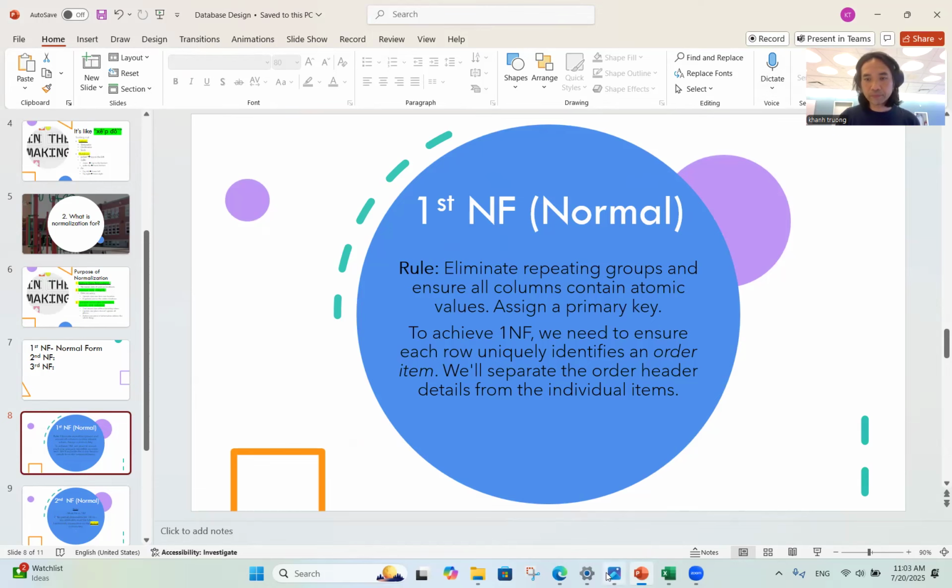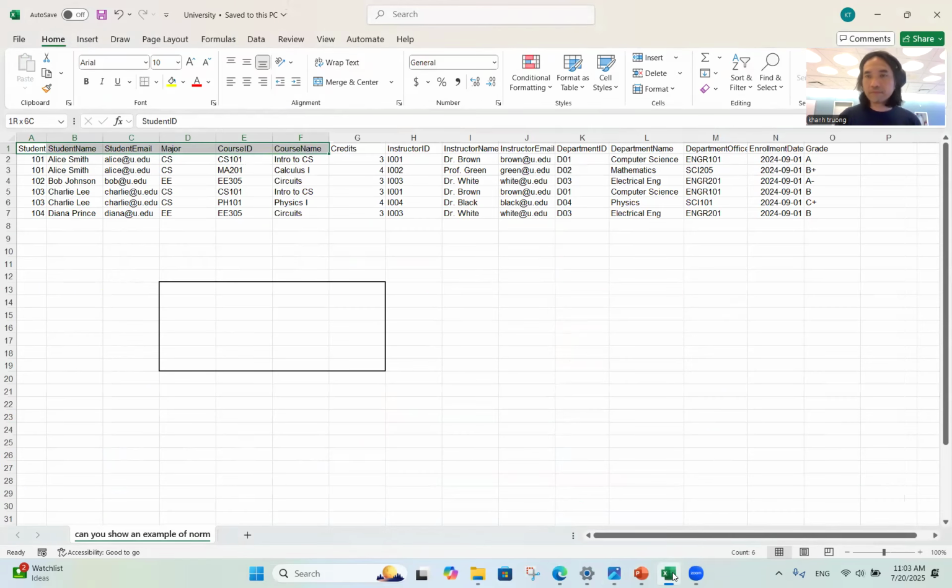Now, let's take a look at this unnormalized table, one big table. Let's make this easier.